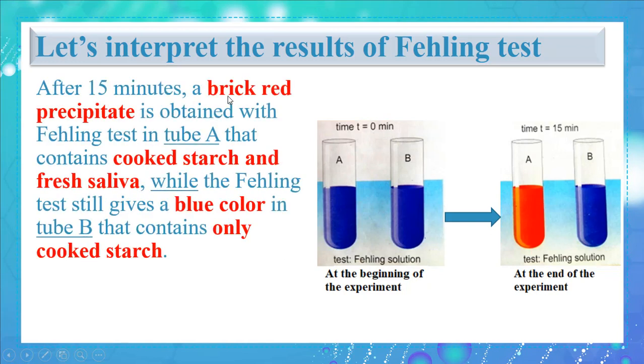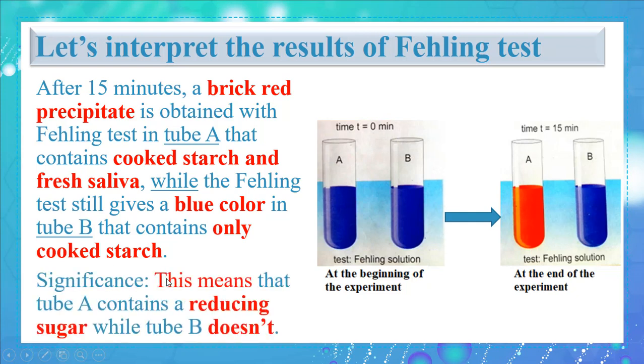After 15 minutes, a brick red precipitate is obtained with Fehling test in tube A that contains cooked starch and fresh saliva, while the Fehling test still gives a blue color in tube B that contains only cooked starch. This means that tube A contains a reducing sugar, while tube B doesn't.